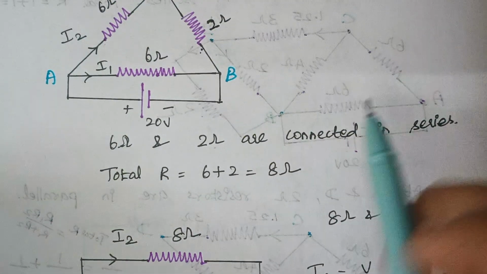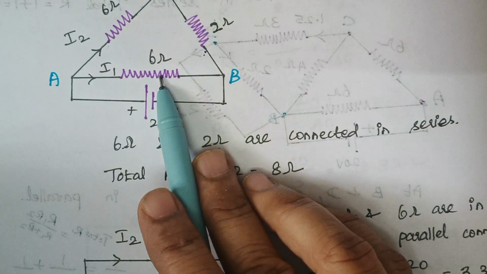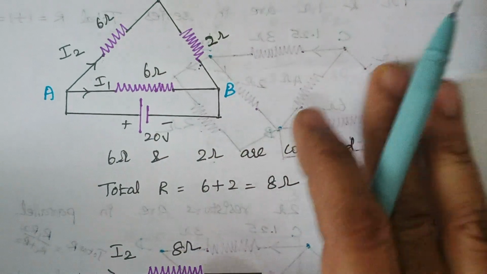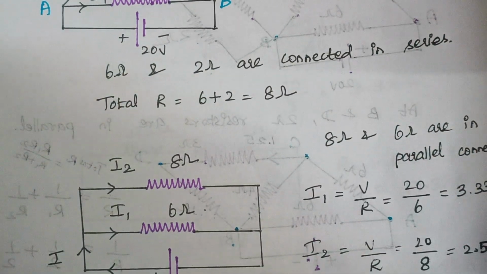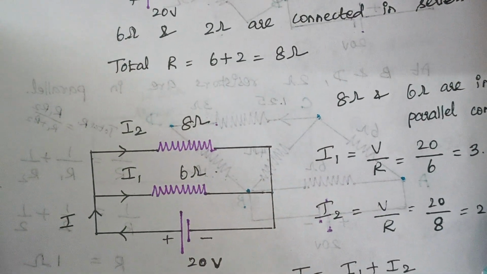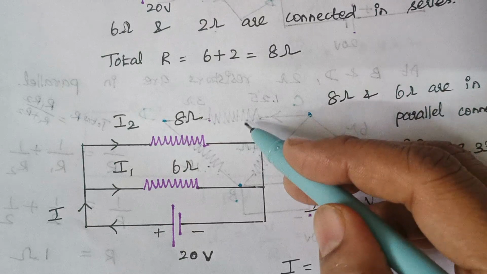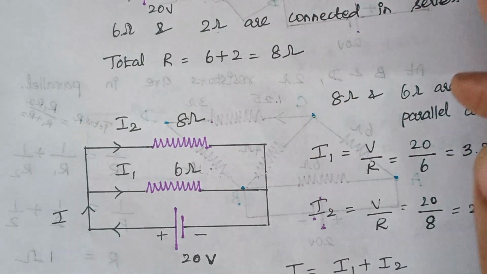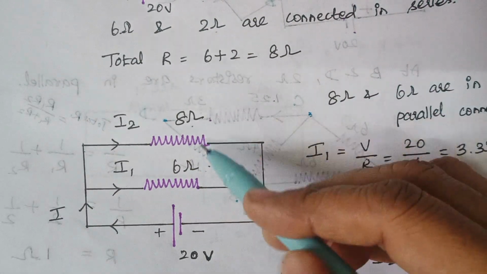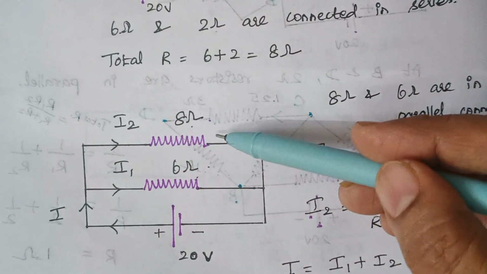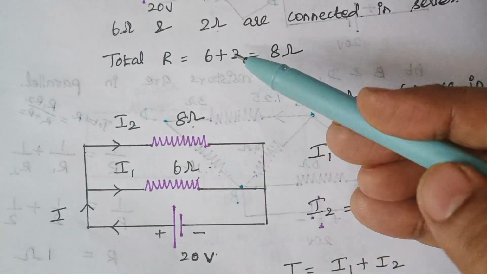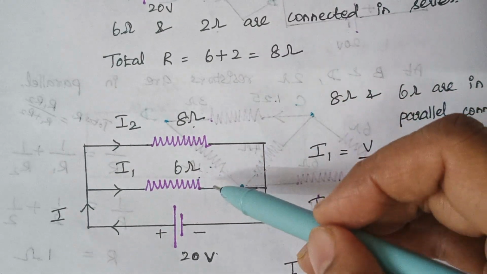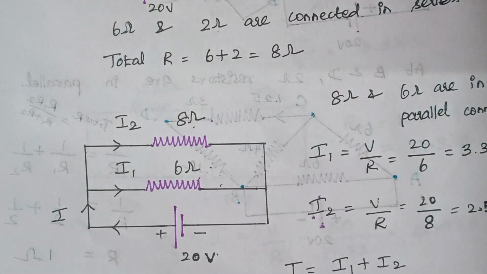You see here we are having a 20 volt source, across it there is a 6 ohm resistor, and when you combine this 6 ohm and 2 ohm there is a total resistance of 8 ohms here. So this is our final simplified circuit. Again you see this 8 ohm and 6 ohm are connected across a 20 volt source. Now we can easily calculate the value of currents that flow through this 6 ohm and this 8 ohm.